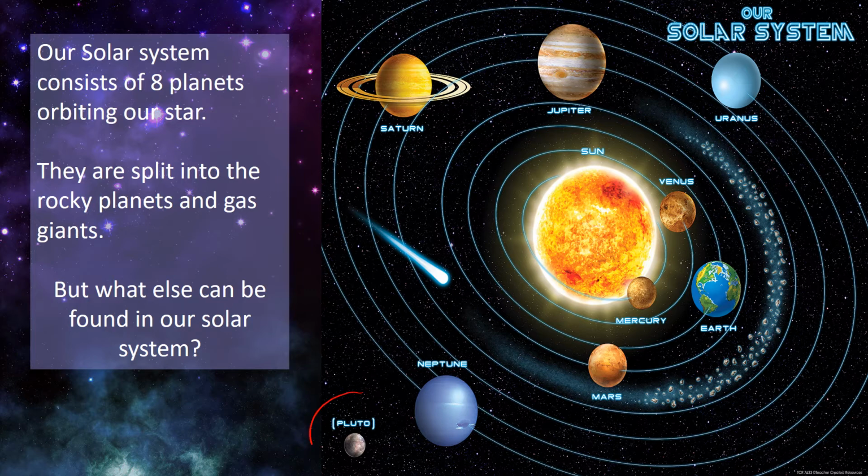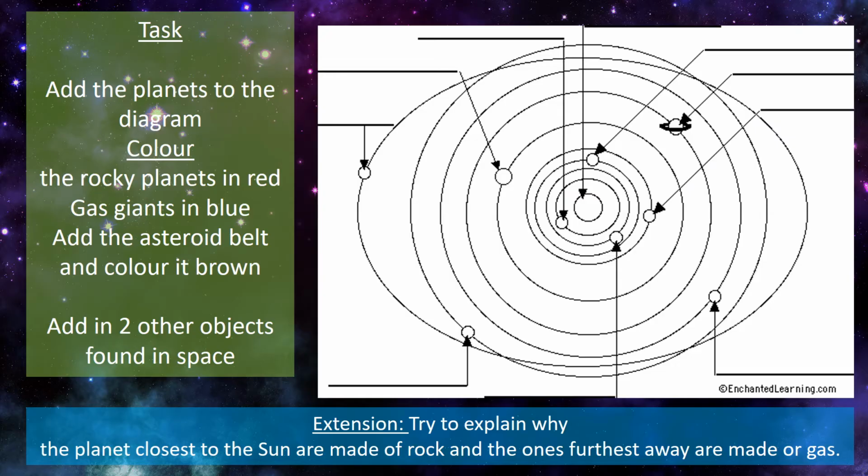There's Pluto down there. Pluto is a dwarf planet and it keeps changing in terms of its definition. So let's have a look at the other things that can be found in the solar system. Add the planets and you can colour them in. You can just draw this yourself if you want to.